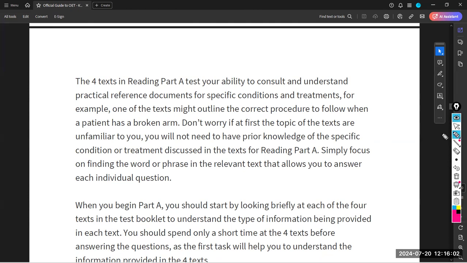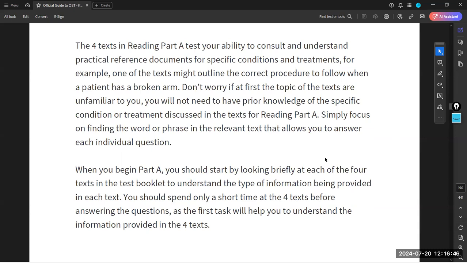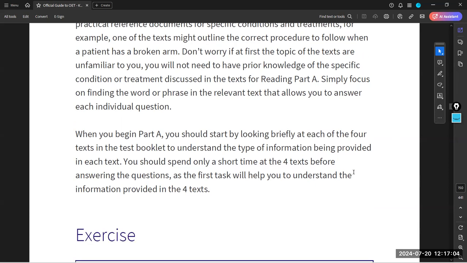Sometimes, Joel, some students, because they don't fully understand the first passage, or maybe they are not able to solve the first part correctly, feel worried because they feel that they cannot complete solving the questions. Please don't do that. Don't worry if at first the topic of the text is unfamiliar to you. While solving the questions, you will become more familiar with the topic, and you will not need prior knowledge of the specific condition. Maybe you practiced many topics, but the topic that you will encounter in the final exam will not be the same as what you practiced before. So be careful, because while answering the questions, you will be more familiar with the topic, and you will have the full idea about the passage.